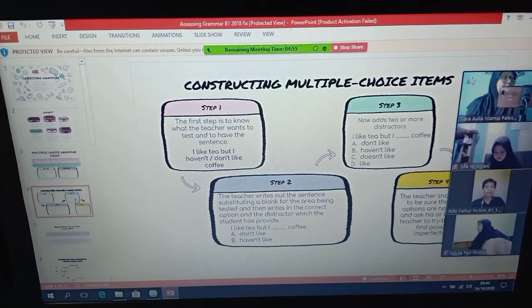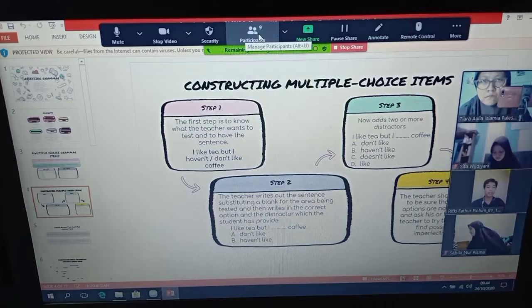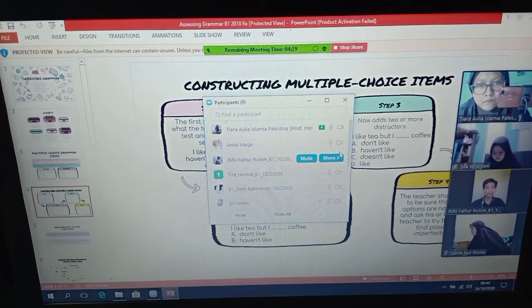Thank you. And in this slide, I want to tell you about constructing multiple choice item. The first step is to know what the teacher wants to test and to have the sentence. Maka yang pertama adalah mengetahui apa yang guru ingin tes dan mempunyai kalimat. For example, I like tea but I don't like coffee.